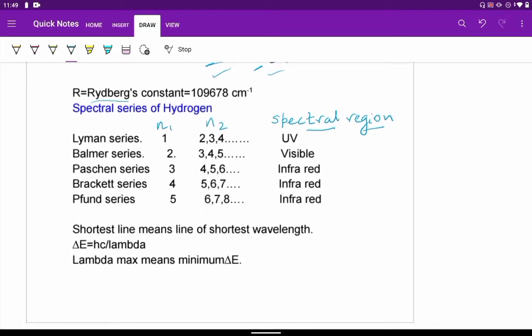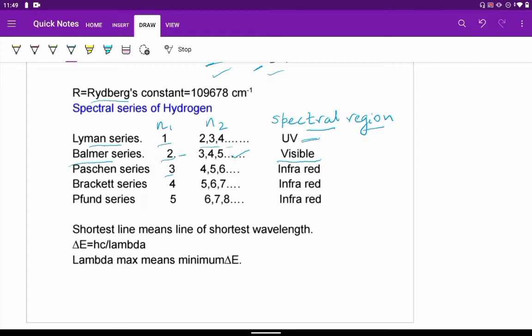If the electron jumps back to the first energy level from any other higher level like 2, 3 or 4, the series obtained is termed as Lyman series. It falls in the ultraviolet spectral region. If the lower energy state is n equal to 2, it means the electron is jumping from any higher energy level like 3, 4 or 5 to the second level. We get the Balmer series. Balmer series falls in the visible spectral region.